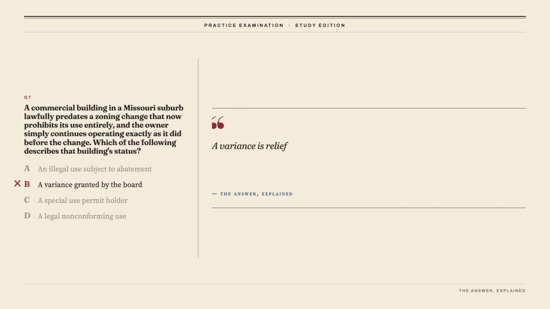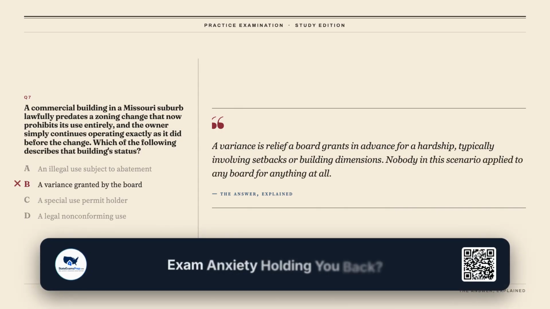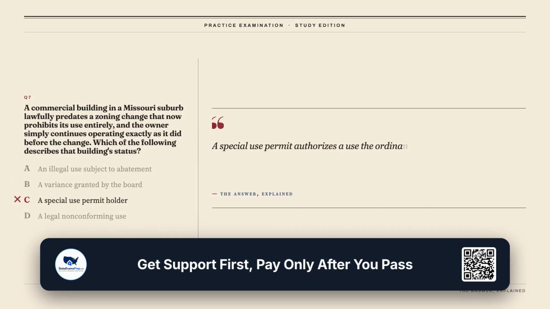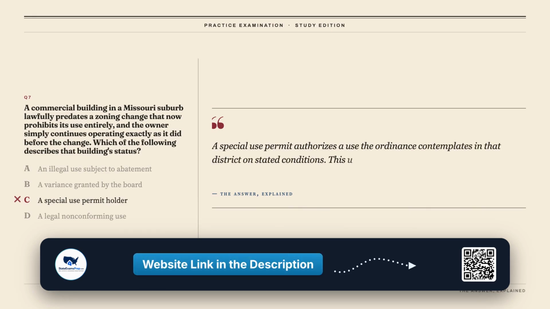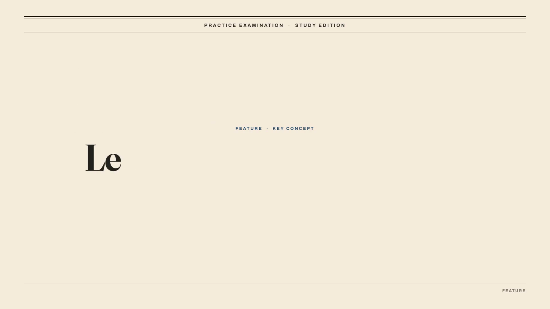B is wrong because a variance is relief a board grants in advance for a hardship, typically involving setbacks or building dimensions. Nobody in this scenario applied to any board for anything at all. C is wrong because a special use permit authorizes a use the ordinance contemplates in that district on stated conditions. This use is now prohibited rather than conditionally allowed.